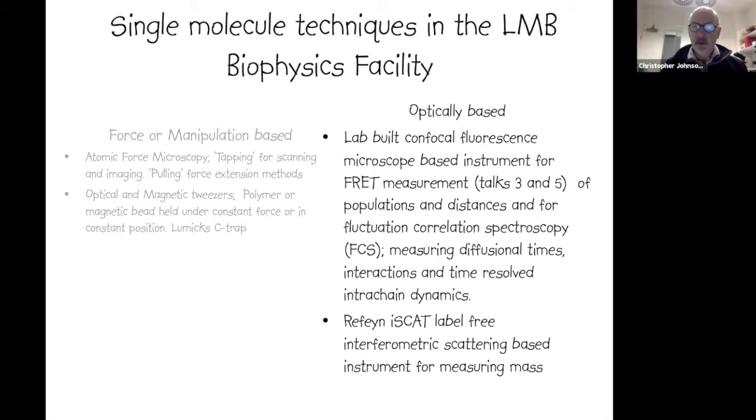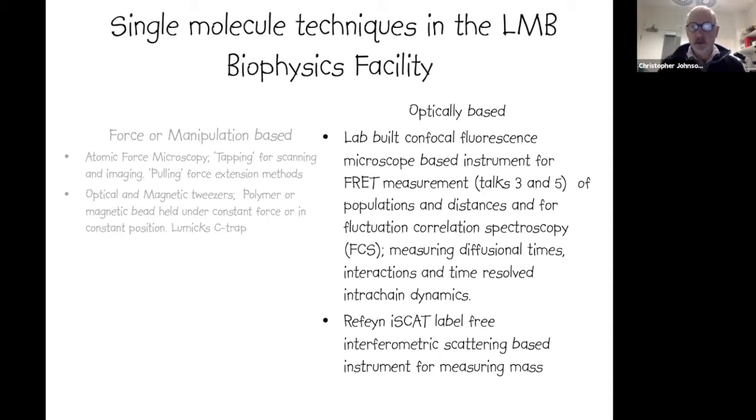And with this confocal setup, we can also perform a technique called fluorescence correlation spectroscopy, or FCS. And this allows us to measure diffusional times. One can look at interactions between molecules, which lead to a change in diffusional time. And we can also look at fast time-resolved intrachain dynamics using an adaptation of the FCS technique.